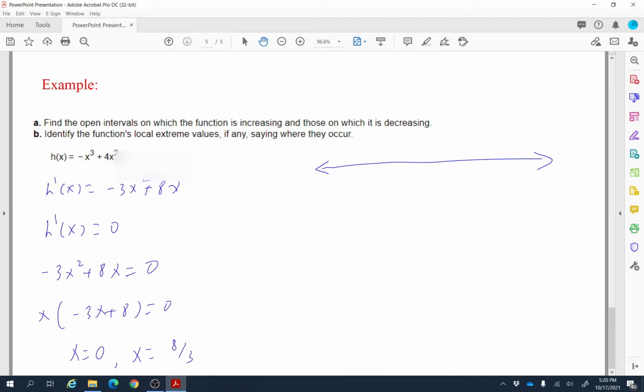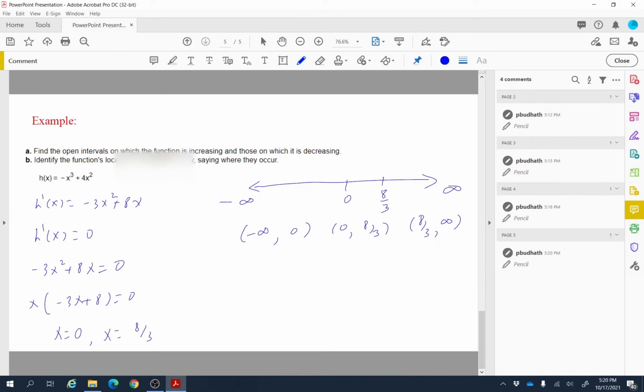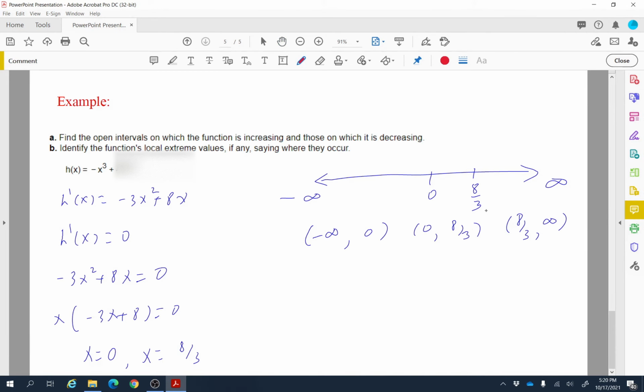Now we're going to divide this number line using those critical points. 0 is somewhere here, 8 over 3 is somewhere here. So now there are three different intervals we need to check: from negative infinity to 0, 0 to 8 over 3, and 8 over 3 to positive infinity. And from each of these intervals we have to pick testing points. From negative infinity to 0 I'm going to pick negative 1. From here I'm going to pick, let's say, 1. From here, let's say I'm going to pick 4.